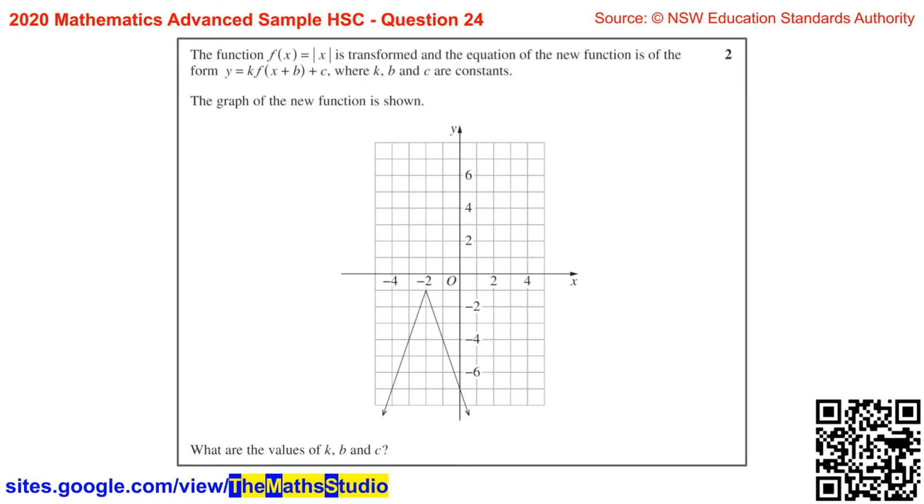Question 24. The function f of x equals the absolute value of x is transformed, and the equation of the new function is of the form y equals k times f of x plus b plus c, where k, b, and c are constants. The graph of the new function is shown. What are the values of k, b, and c?